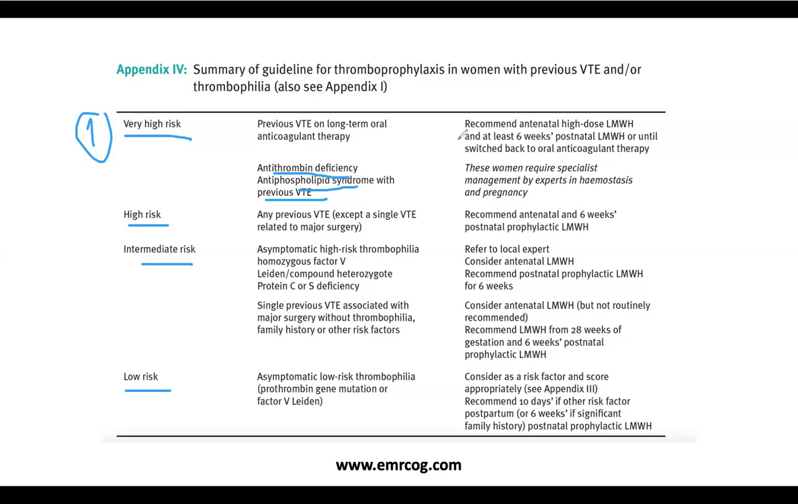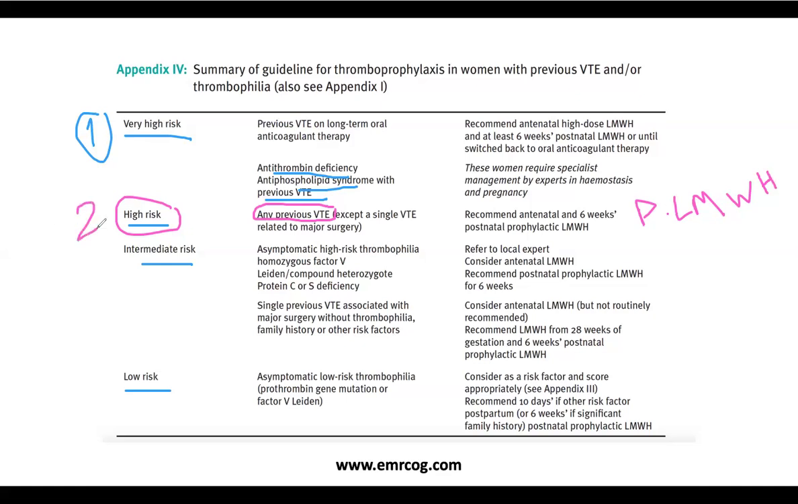Okay, so again, high risk is high dose thromboprophylaxis and requires specialist management with an expert in hemostasis and pregnancy. Second group is the high risk group only, not very high risk, it's only high risk. Which woman is high risk? This is any woman who has unprovoked VTE, meaning a VTE not related to surgery. So a VTE without genes, without syndromes. We will recommend normal prophylactic dose by low molecular weight heparin from start of antenatal, okay, and 6 weeks postpartum. So this is straightforward, and this is like the table.